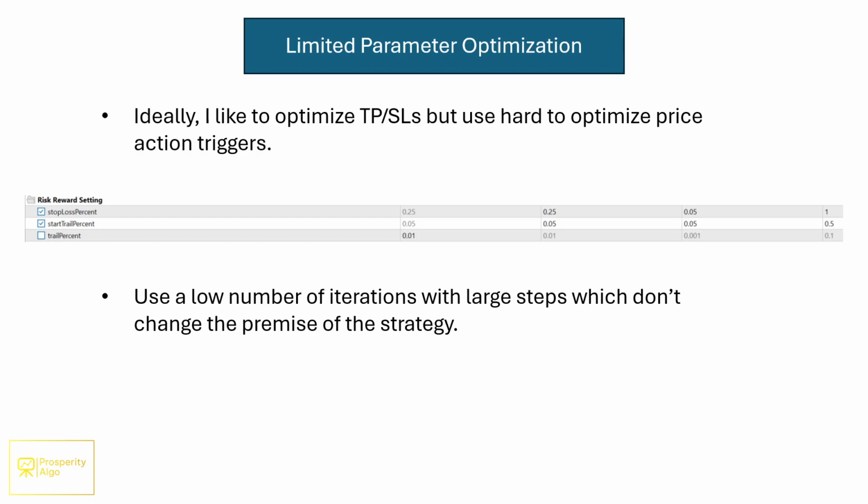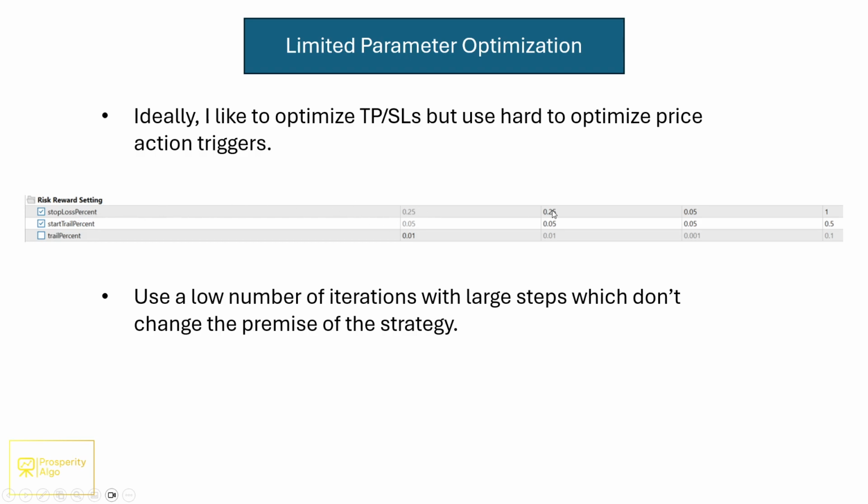And then what I like to do is optimize your stop losses and take profits once the strategy is actually profitable, just to extract a bit more edge. And typically what I think is a good idea is you should pick a very limited amount of parameters and optimize over a very limited range.